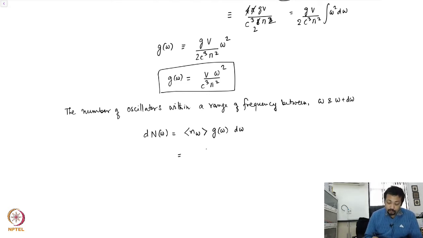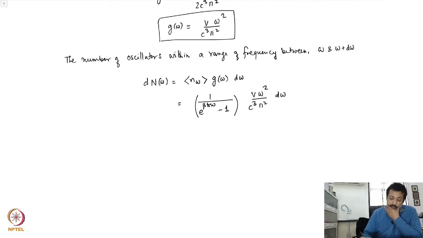And the average of n omega I know is 1 over e to the power beta h bar omega minus 1, because z is 1. G omega is V omega squared over c cubed pi squared times d omega. So one has dN omega d omega as V omega squared over c cubed pi squared times 1 over e to the power beta h bar omega minus 1.